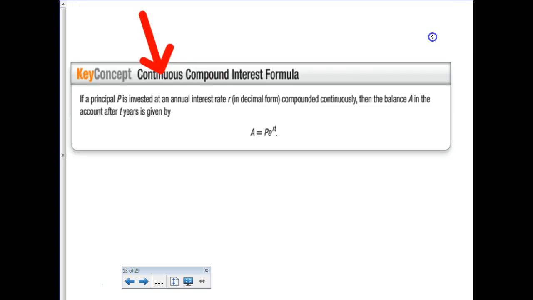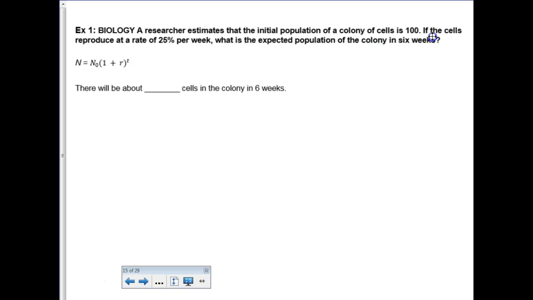All right. Formulas, formulas, formulas. Let's look at some problems. Biology. So a researcher estimates that the initial population of a colony of cells is 100. So for our formula, they call it n sub naught. So this is the n sub naught, the initial population. And then it's reproducing at a rate of 25% per week. So that is your R, and because they're reproducing, that means they're adding to the population. So it's adding 25%, which you'll have to write as a 0.25.